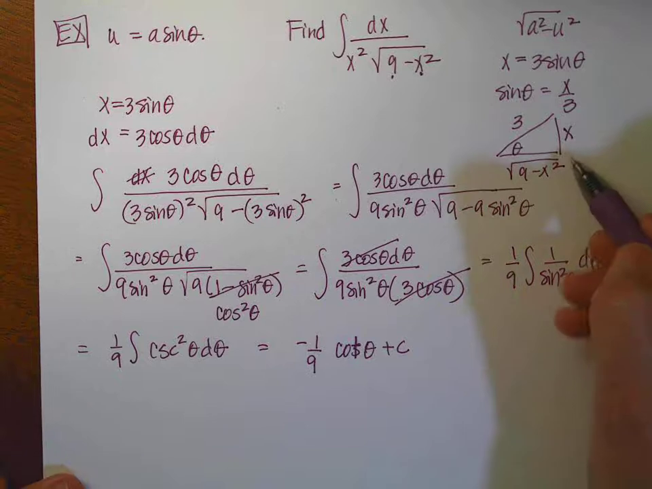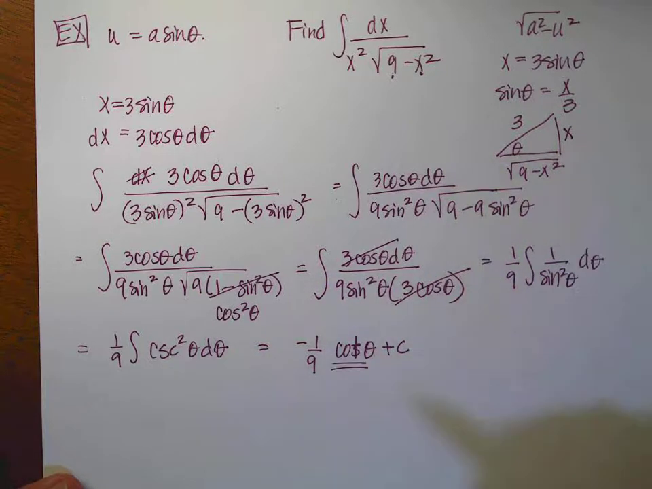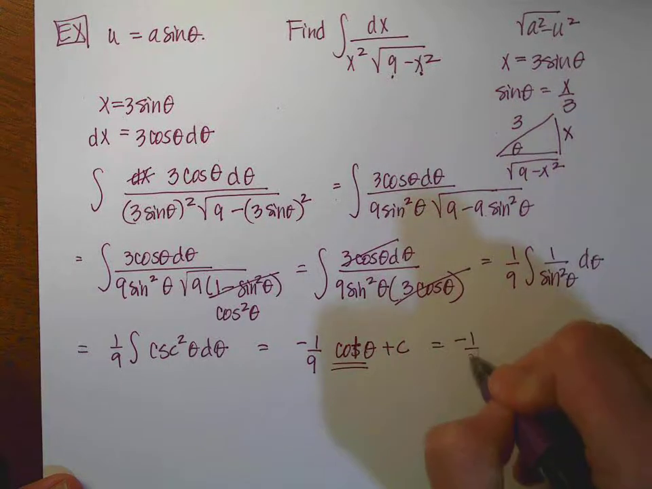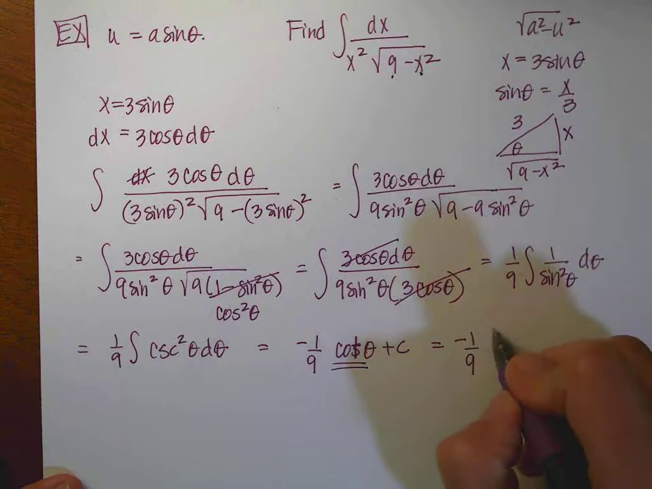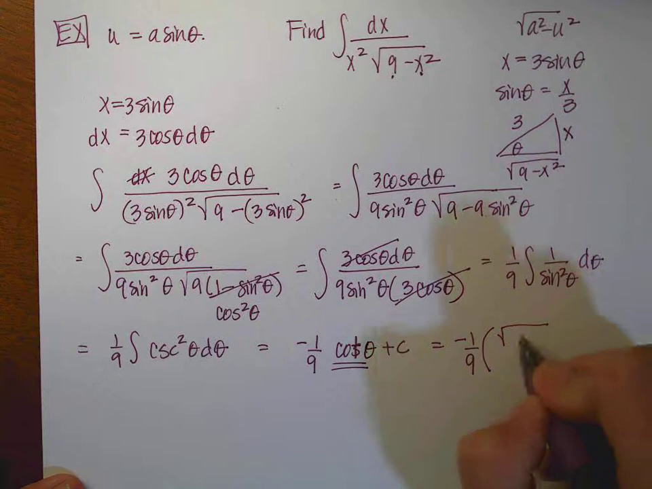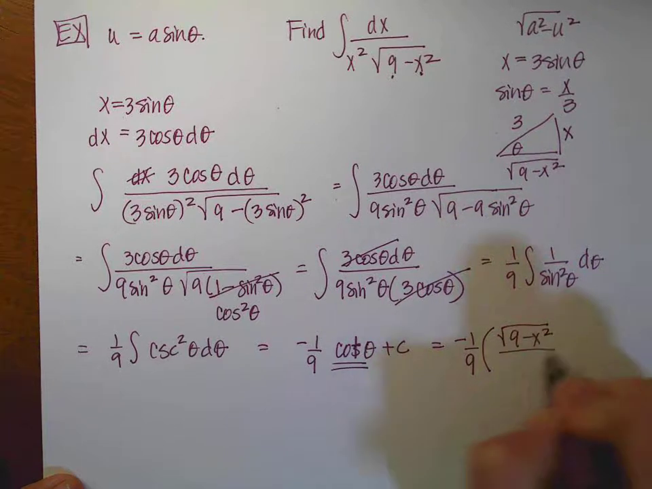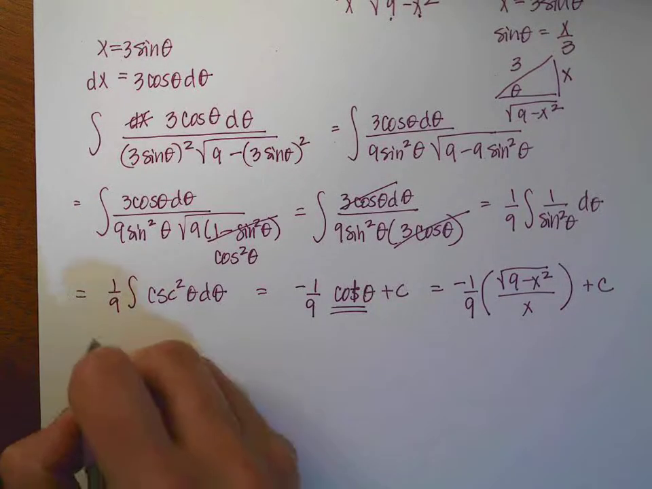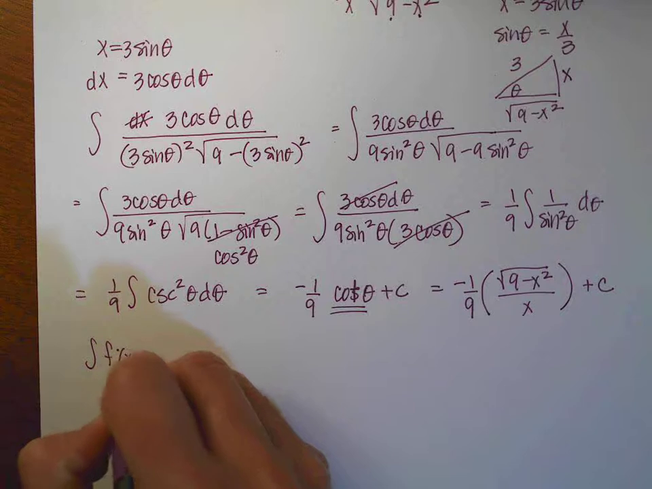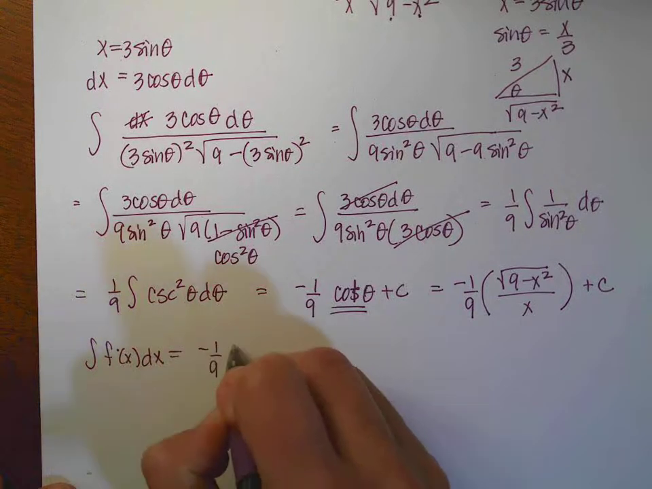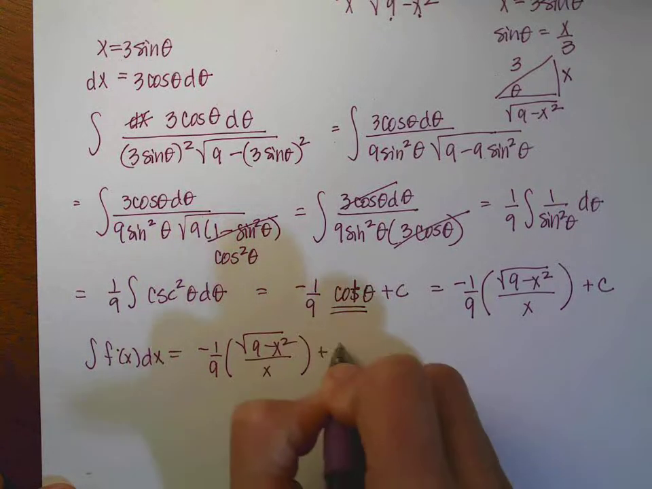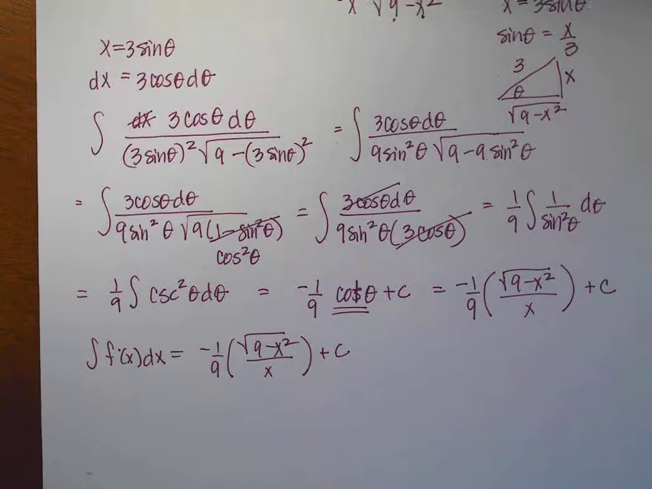of theta plus c, and now I'm going to go back and use the little triangle that I drew, because cotangent in terms of theta, I can put it in terms of x. So if you'll remember, cotangent is x over y, so I'm going to have a negative 1/9 times the square root of 9 minus x squared over x. Of course, we can't forget our c. And then we report politely, so I would say the integral of f of x dx is a negative 1/9 times the square root of 9 minus x squared over x, and then there's my plus c. So the first example is done.